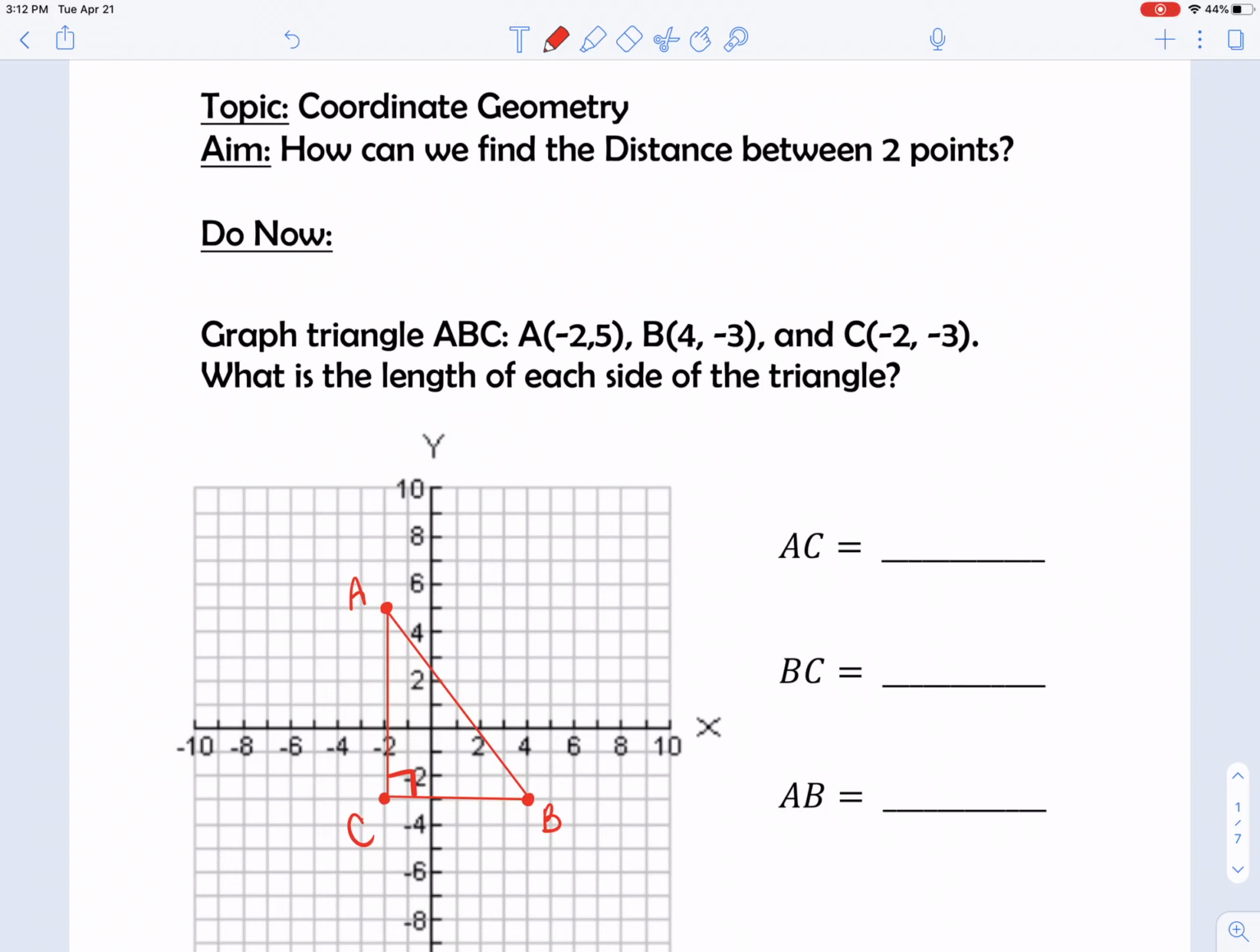Hopefully you did the do now before starting the video. I plotted the vertices of the triangle ABC and now want to get the length of each side.